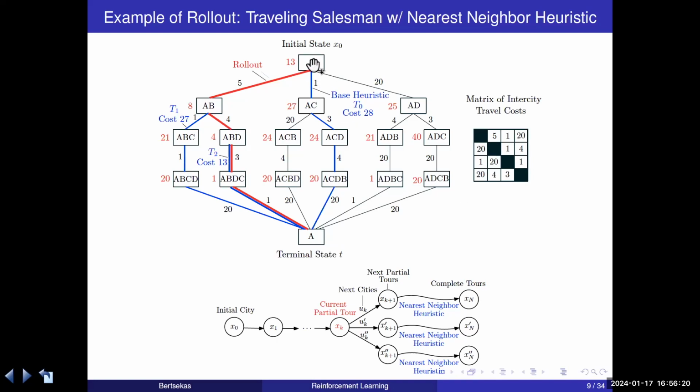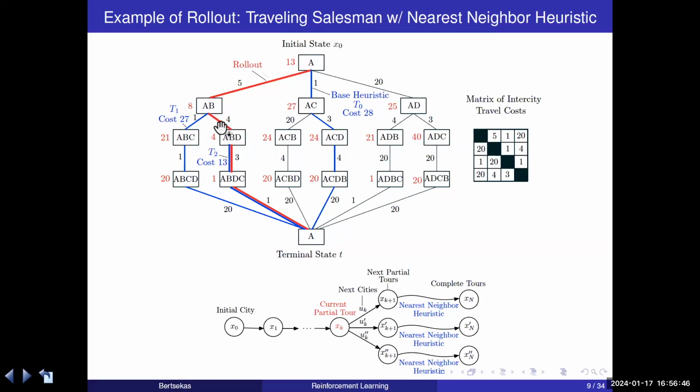So let's say we start at city A. What would the base heuristic do? Out of all these three, it will go to this one. Out of these two that it can go, it will go to this one. Then there's only one to go and only one to go. So the base heuristic will generate from city A this trajectory here. It's not optimal, of course, right? The optimal happens to be this red one.